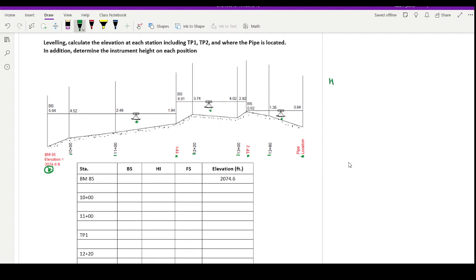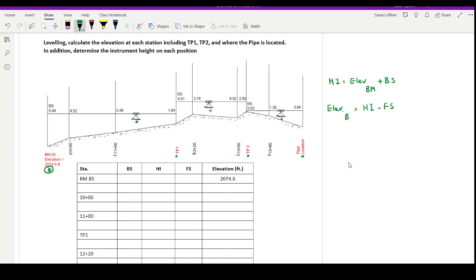So the equation for height of instrument, you know that, is equal to elevation at benchmark that is given plus backsight reading, and from there I can find elevation at any station, or let's call it elevation at point B is equal to HI minus foresight reading. Okay, so to start with, I have to transfer backsight and foresight on stations and do the calculations.